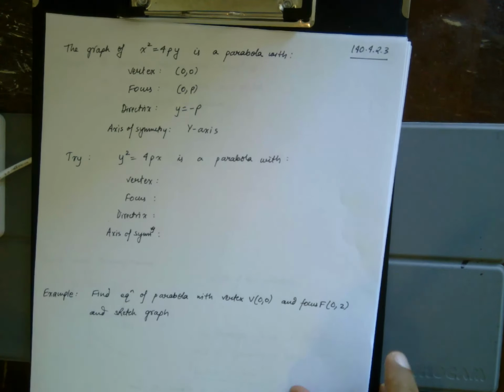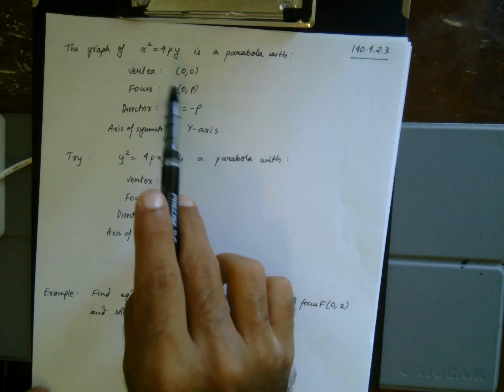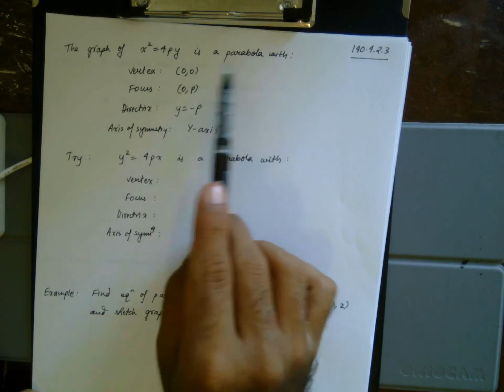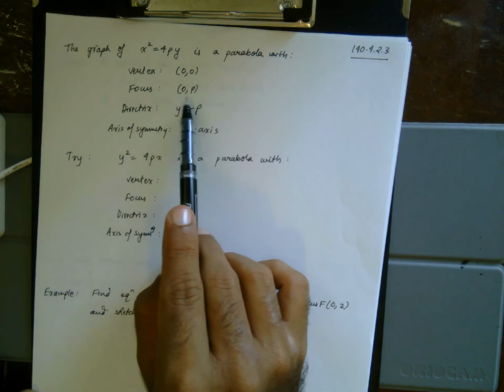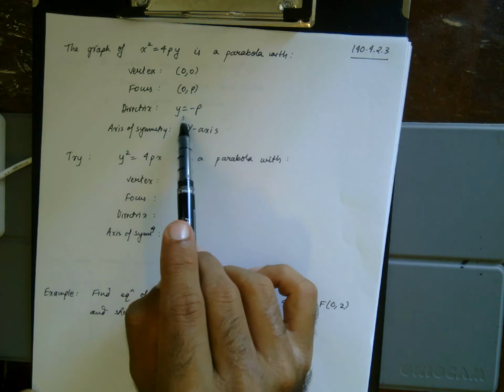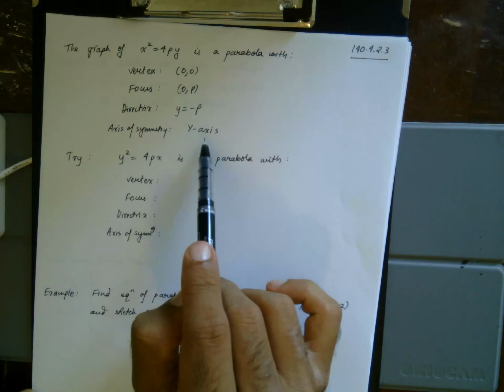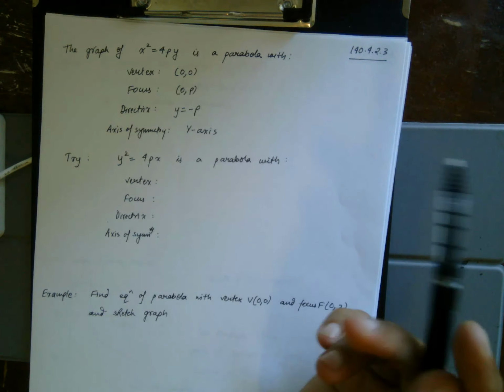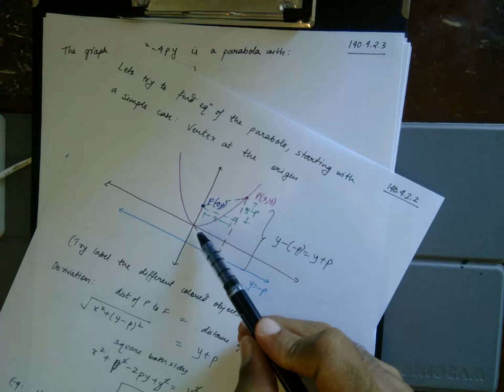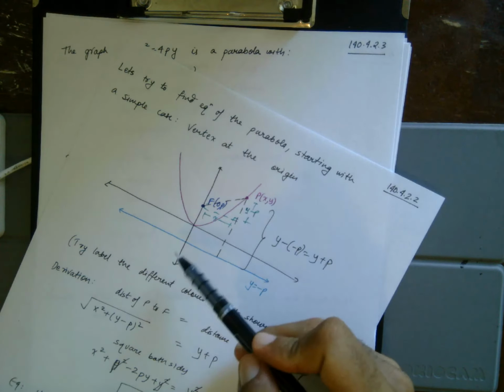So I asked you to fill this out. If x squared equals 4py, the parabola's vertex is 0, 0, focus is 0, p, directrix is y equals negative p, axis of symmetry is the y-axis. Since the vertex is the origin, that's the vertical line that passes through the focus.